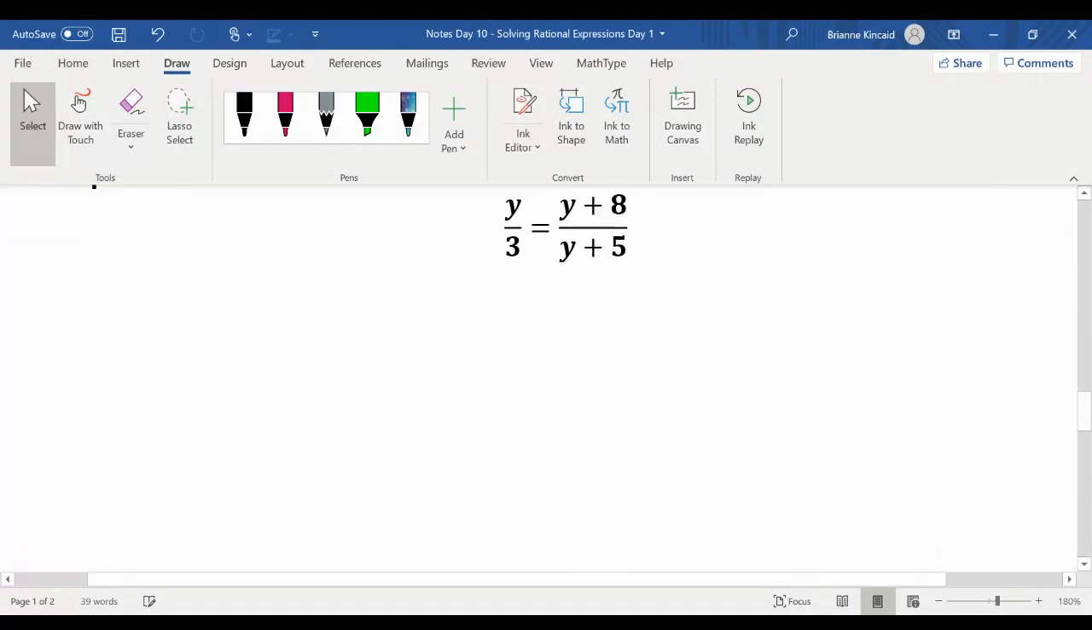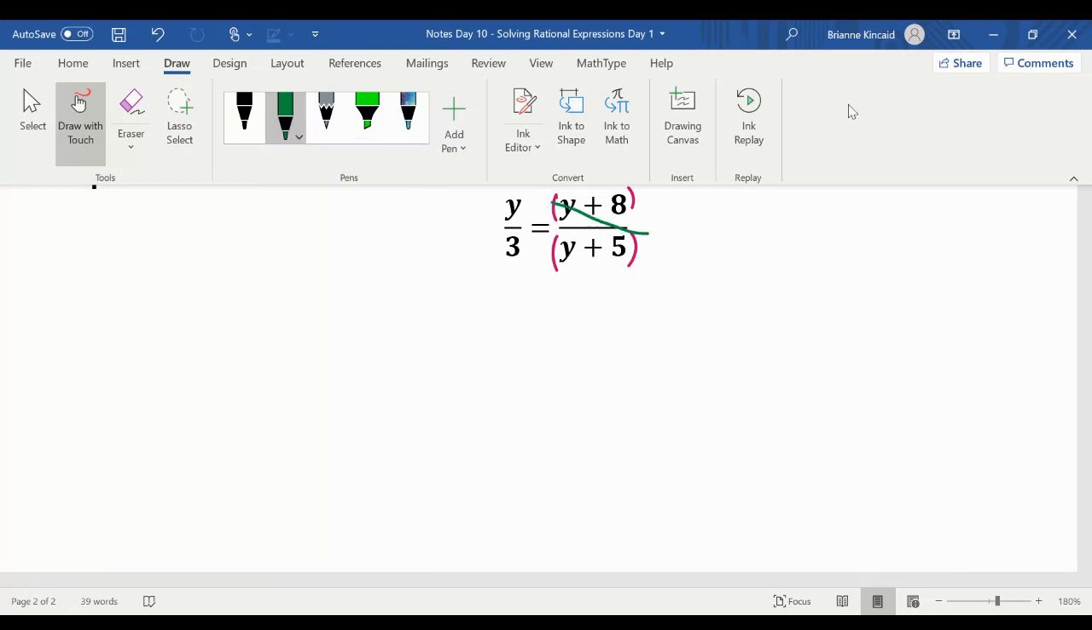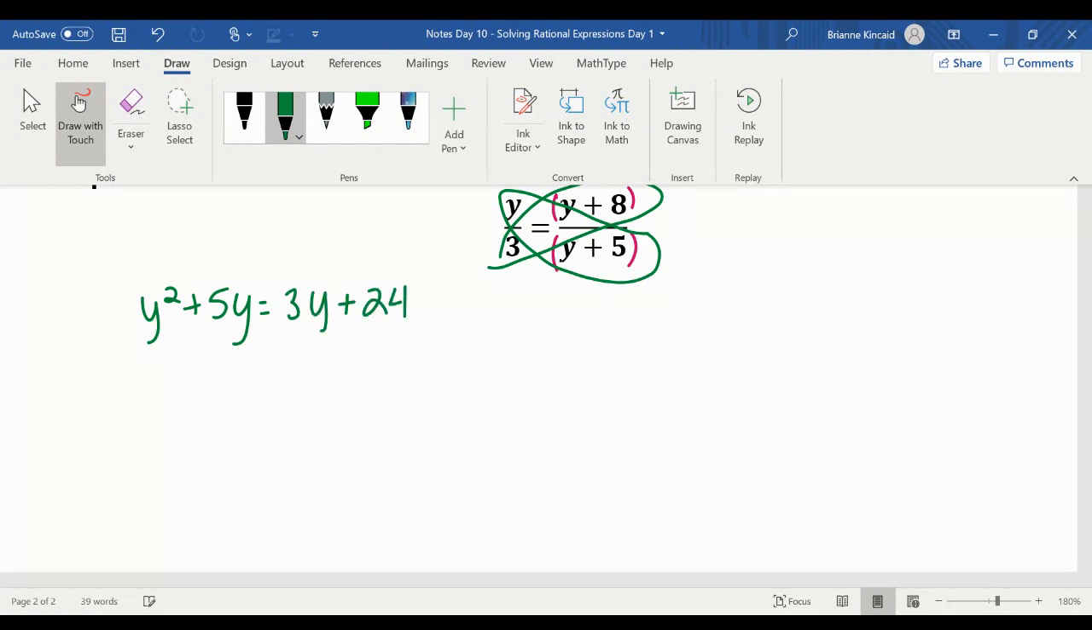Same idea for the second problem. I'm going to put parentheses at the beginning to remind me when I'm cross multiplying. So when I cross multiply here, y times y plus 5 is going to give me y squared plus 5y. And then on the other side, 3 times y plus 8 is 3y plus 24. What you should notice about this problem is you see a y squared, you have a y term, and you have a constant term. That should tell you that you need to be solving this by factoring, which means I need to move everything over to the other side.